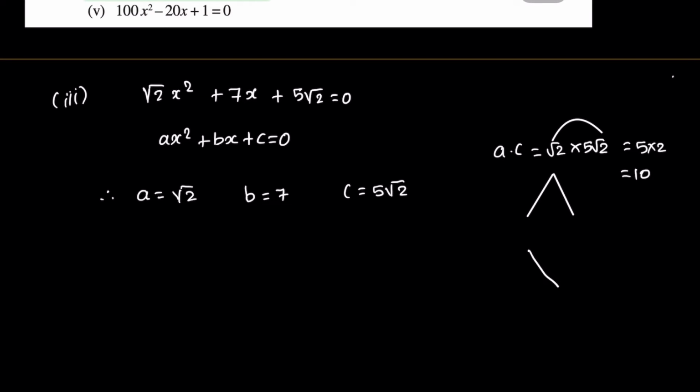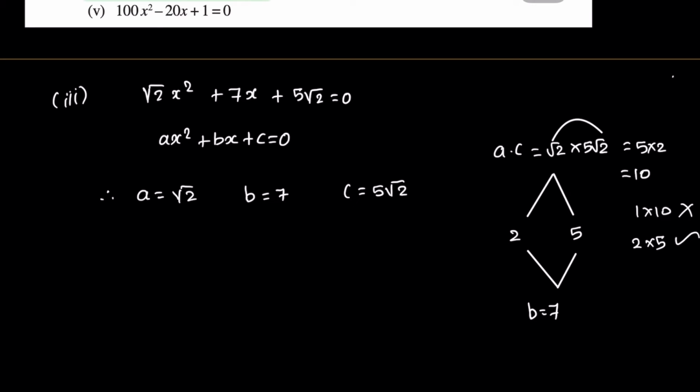And the same sum will be 7. So the product of two numbers is 10 and the sum of two numbers is 7. So what are the possibilities to get the 10? 1 times 10, so it is not that; 2 times 5. Yeah, the sum is 7 and the product is 10. So 2 and 5.